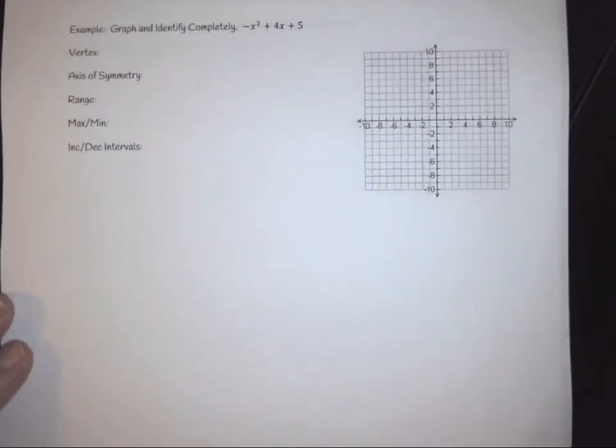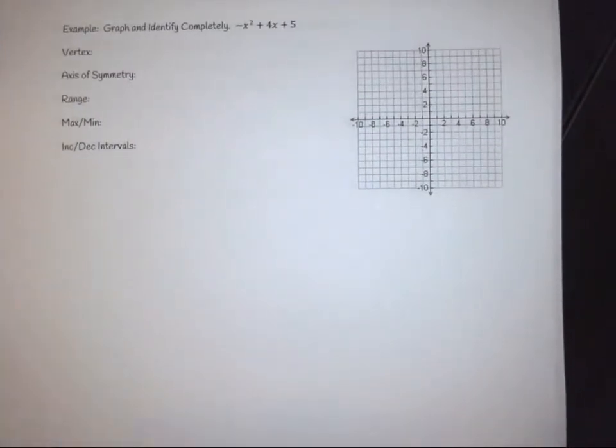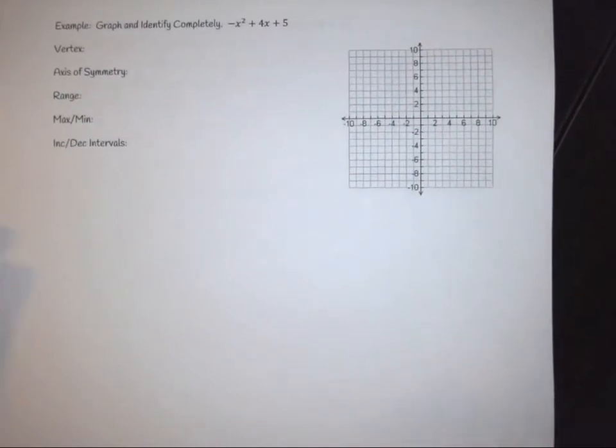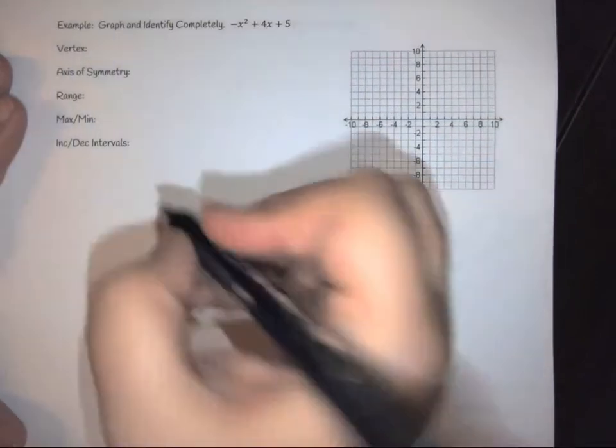So here's where things differ. Here for this equation, we are going to look at graphing and identifying completely negative x squared plus 4x plus 5. Okay? So in order to do that, again, you first have to identify, are you in standard form or are you in transformation form? And in this case, we're in standard form.